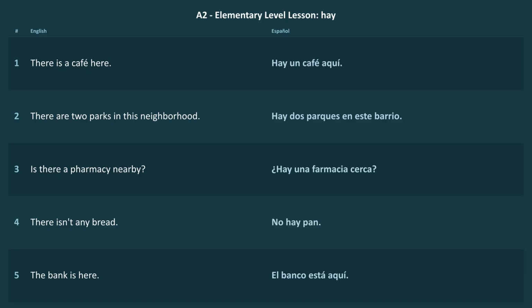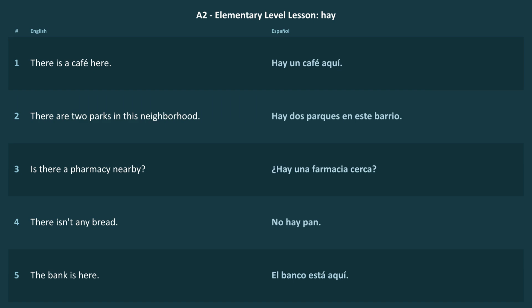Another common mistake: trying to make hay plural. Don't. No hays, no hay, no secret extra form hiding under the sofa. Just hay. Another helpful trick: if in English you can say there is or there are, try hay first. If in English you mean is located or are located, and you're talking about a specific thing, try está or están.